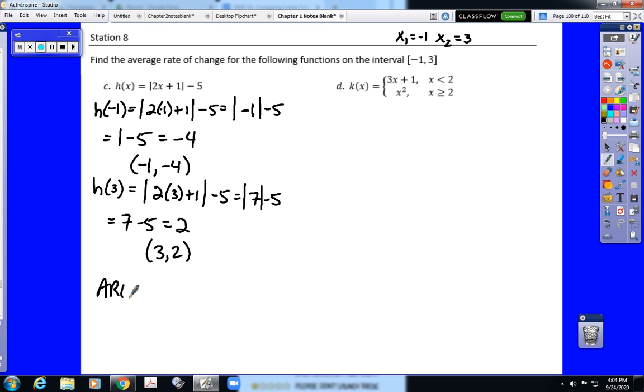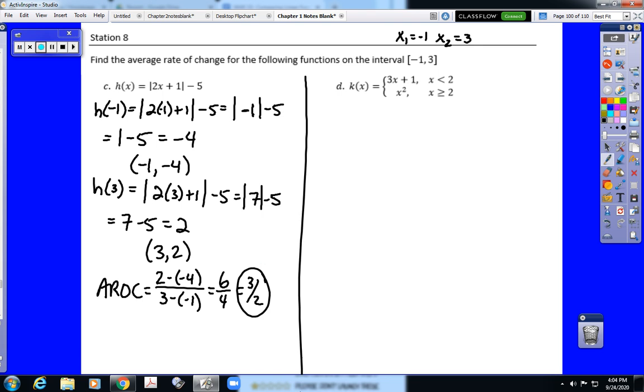That means the average rate of change between those 2 points is y2 minus y1, 2 minus -4, over x2 minus x1, 3 minus -1. 6 over 4, or an average rate of change of 3/2.